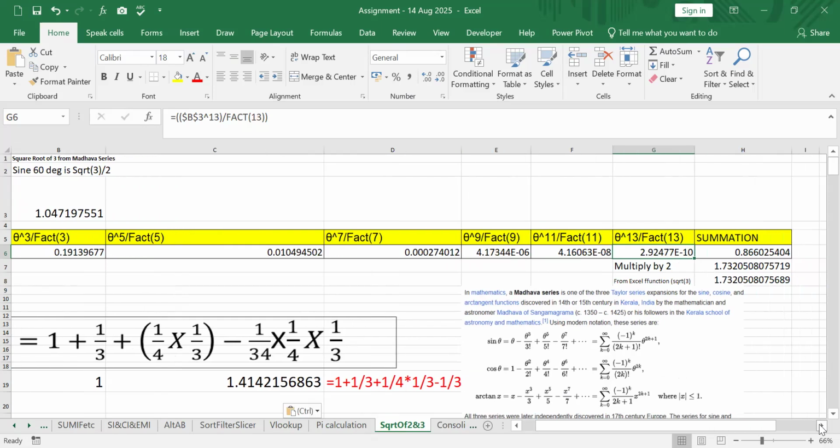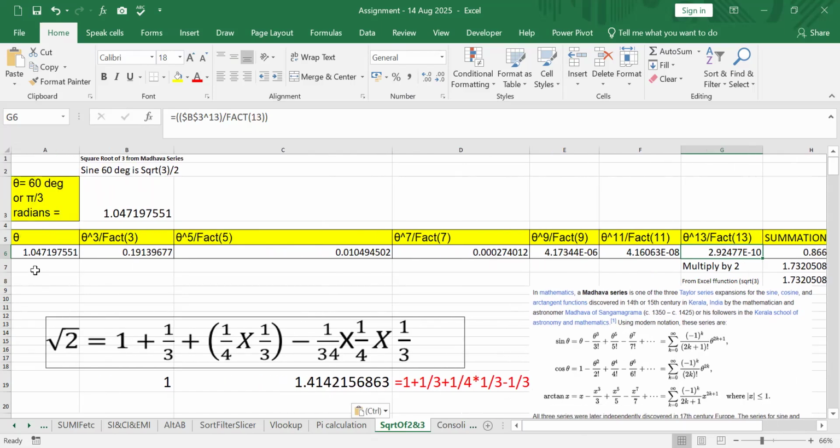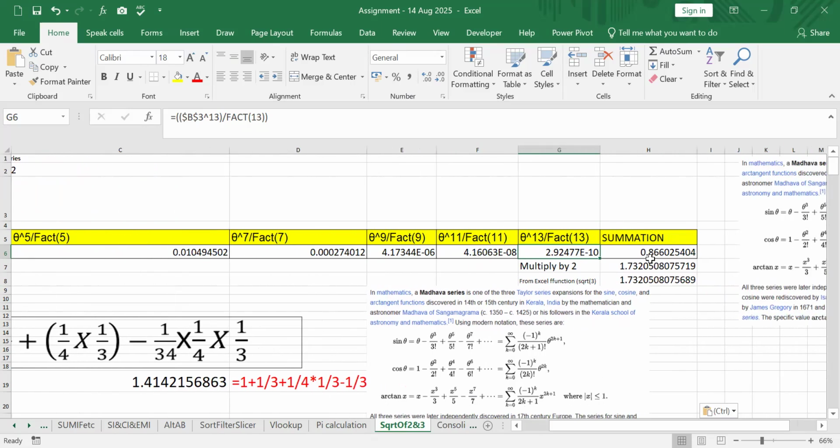Summation here is not just a sum; summation means the minus sign is also there. So I'm taking this minus this plus this minus this plus this minus this plus this. It's written here: A6 minus B6 plus C6 minus D6 plus E6 minus F6 plus G6. And that comes to root 3 by 2, because sine 60 degrees is equal to root 3 by 2.